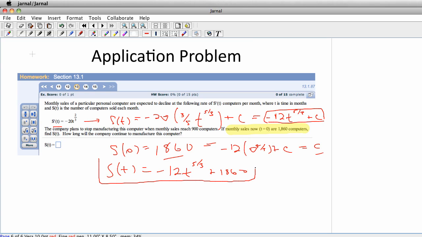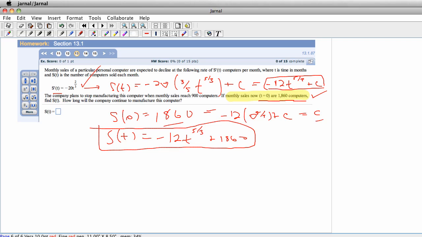I can take the derivative of that and find out that this piece of information is correct. And I can put 0 in for t and see that I get 1,860, so this piece of information is correct. So that formula should do it for me with both pieces of information. Now this problem has a little bit extra going on because it doesn't just ask for that answer. That's the first part in this box.